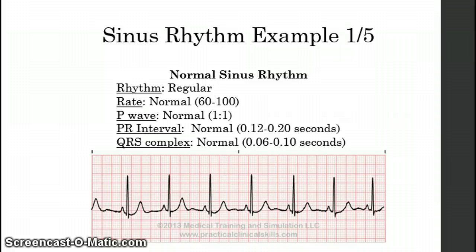So let's take a look at a few different sinus rhythms. These all happen to be within the SA node. So here is your perfect normal sinus rhythm. The rhythm's regular, heart rate is within range, normal, P to QRS 1-to-1, PR interval is in range, QRS, there's no problems, which means no treatment.